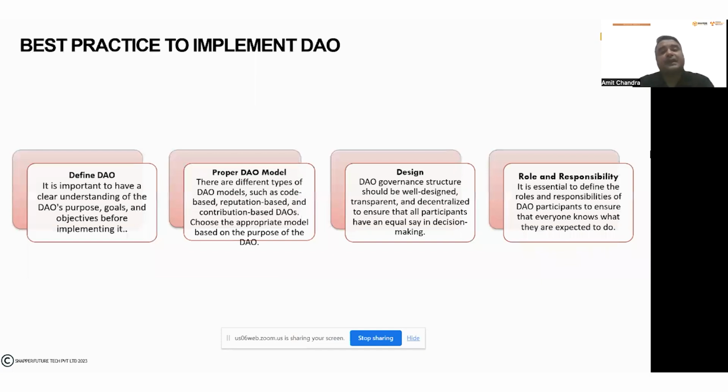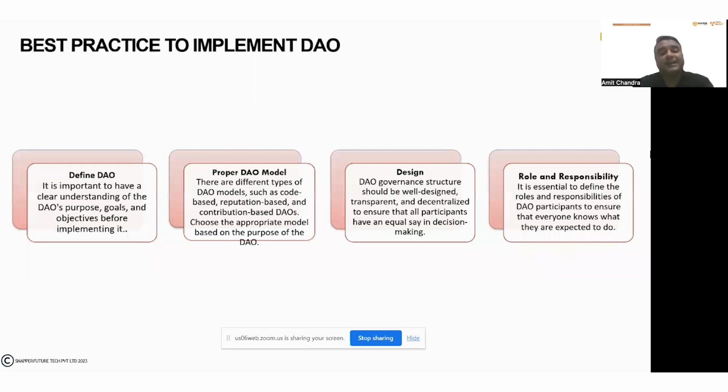Some of the best practices to implement DAO: whenever any organization thinks of implementing a DAO into their decision process, what are the things they have to take care of? The most important thing is to define the DAO. Before implementing DAO into an organization, the organization or the management should come together and decide why we are implementing this particular technology. What is the goal behind that? What is the objective behind it?